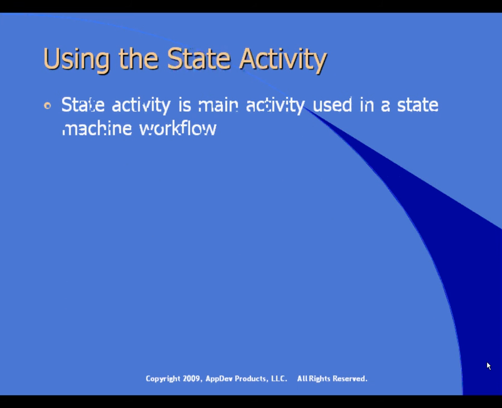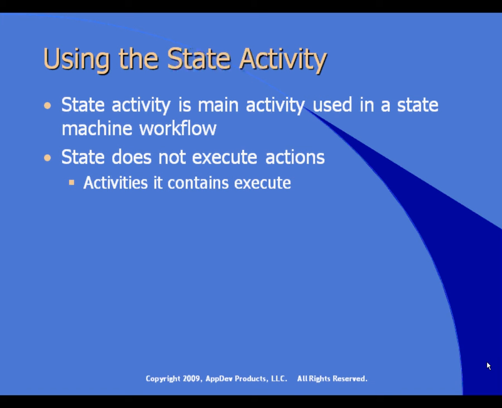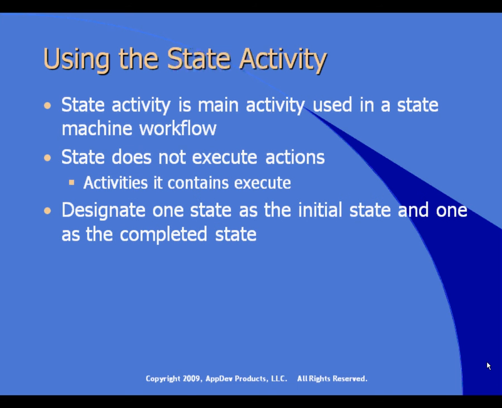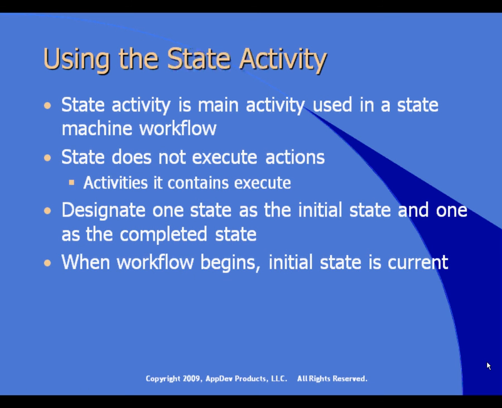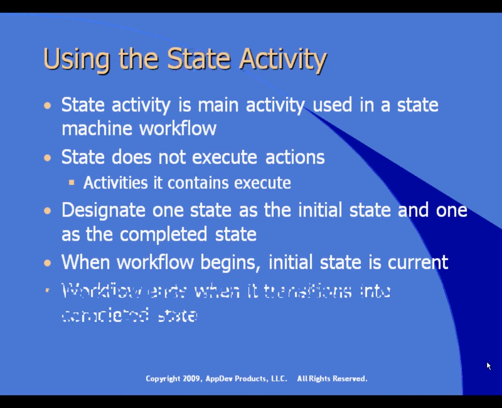The main activity that you'll use in a state machine workflow that distinguishes it from a sequential, of course, is the state activity. And that state activity represents the state the workflow's in. The state activity doesn't execute actions itself. It contains activities that execute. And when you create a state machine workflow, you're going to designate one state as the initial state and one state as the completed state. When the workflow begins, it's in its initial state, and then when it reaches the completed state, the workflow ends.